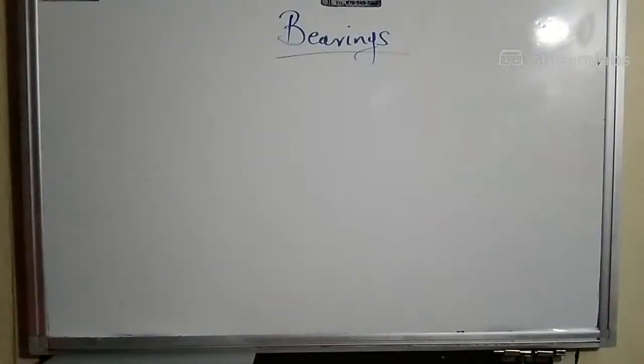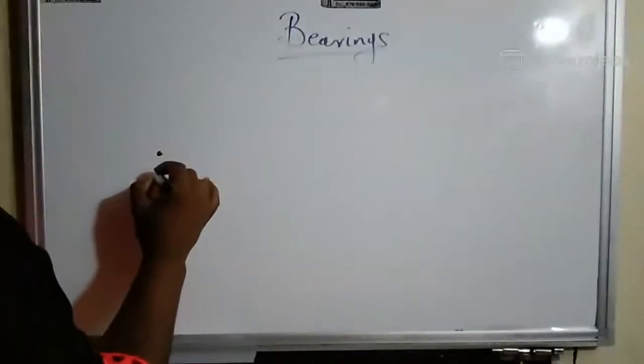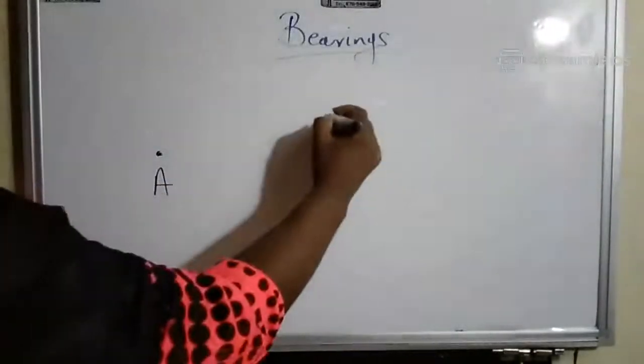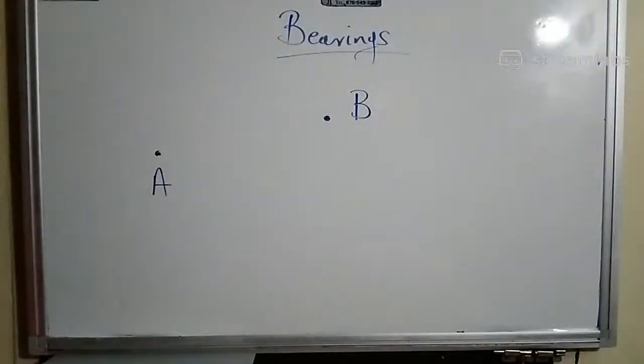Let's say we are given 2 points. Point A, point B. And they gave us the bearing.